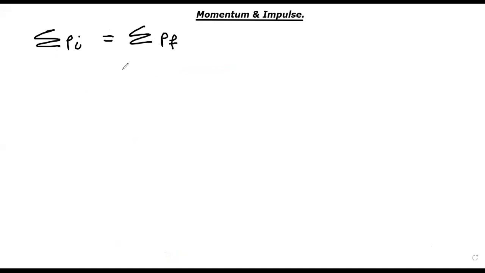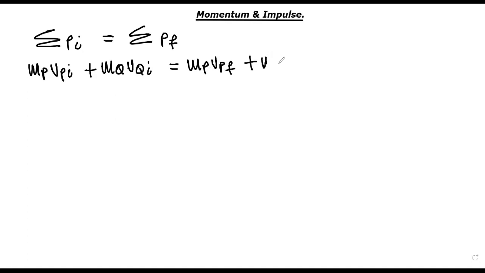Now we go for ball P. The momentum of ball P is the mass of ball P times the initial velocity of ball P. Then plus, we go to ball Q, so it's the mass of Q times the initial velocity of Q. And this is equal to the mass of P times the final velocity of ball P, plus the mass of ball Q times the final velocity of ball Q. For this one, you can just say VQ if you like, but it's nice if you say VQF. It's fine.